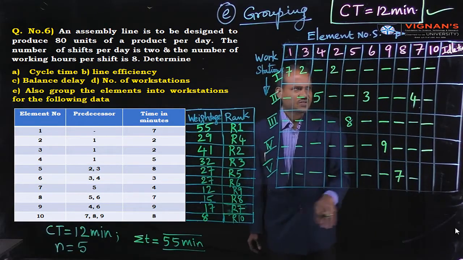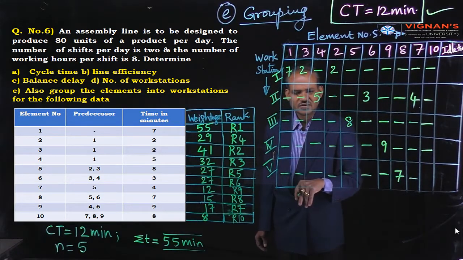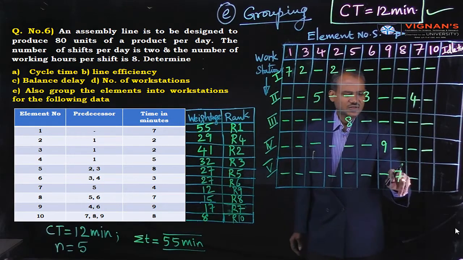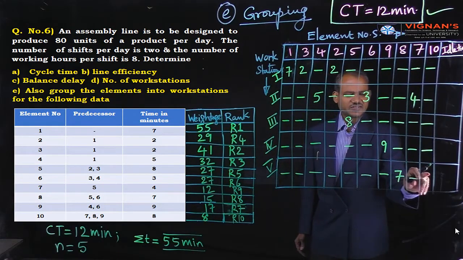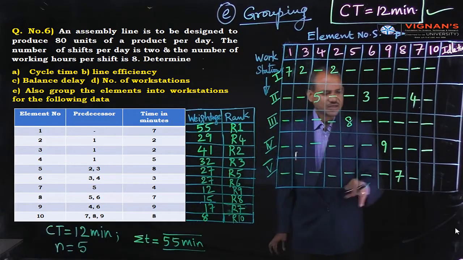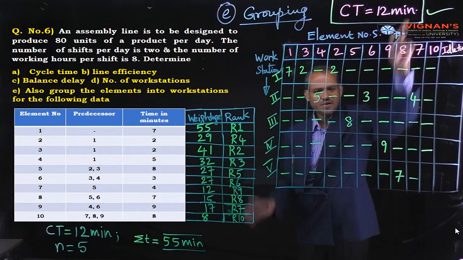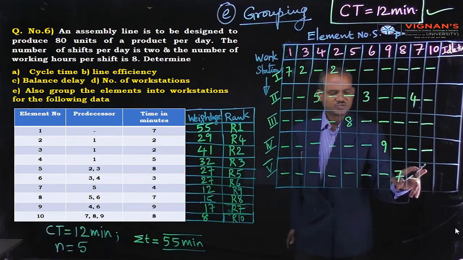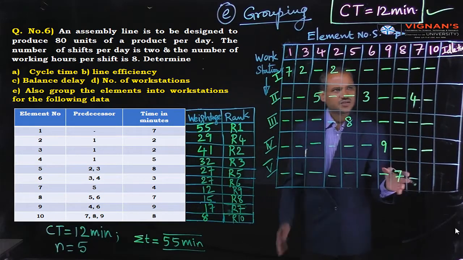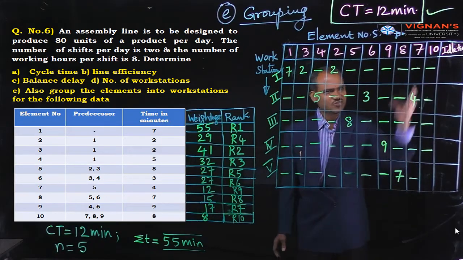Please observe for work element number 10, what is the timing? Its time is 8. 7 plus 8, how much? It's 15. This 15 is more than 12 minutes. As per our rule, we should not assign here. But this is left over. Only one element is left over. There is no possibility here.